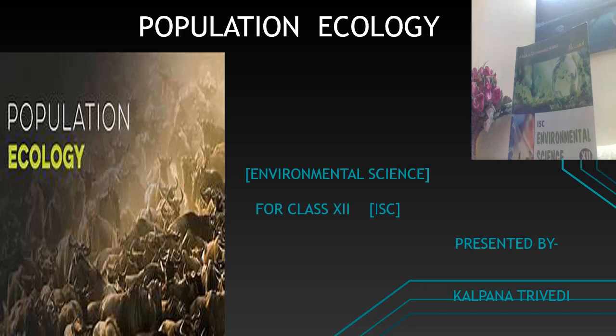We will study the relationship and the factors, age structure and its significance, population pyramids, survivorship curves, three general shapes of these curves, and R and K strategies. So let us move ahead and study population ecology from our environmental science.